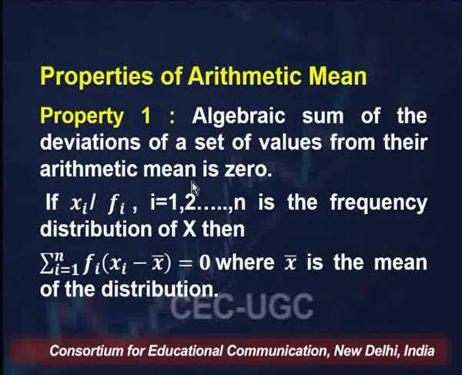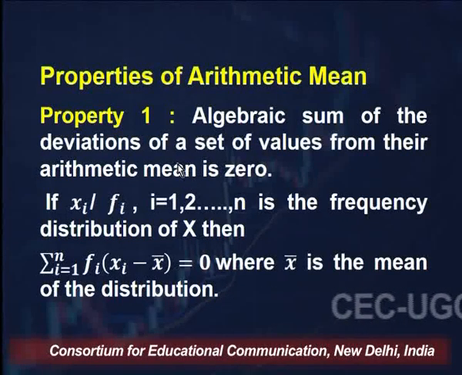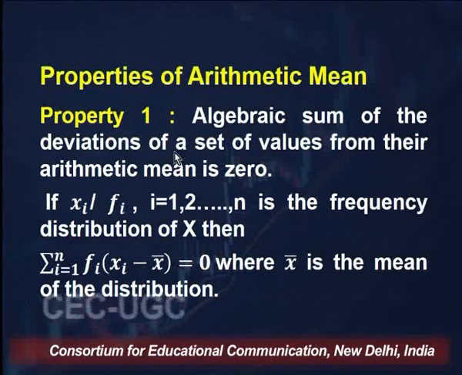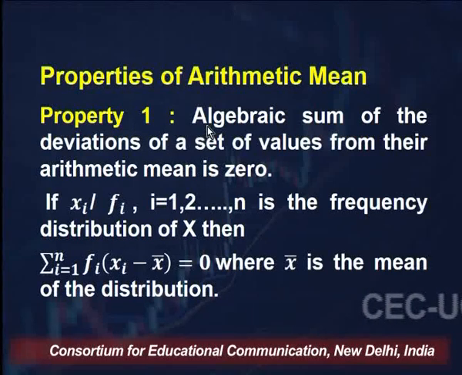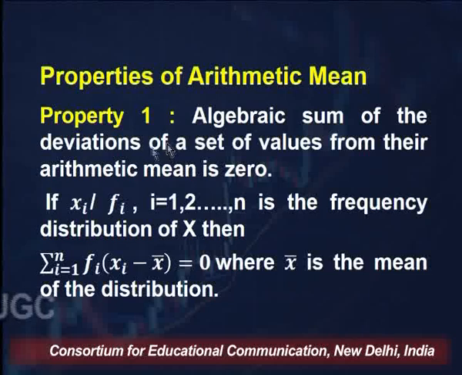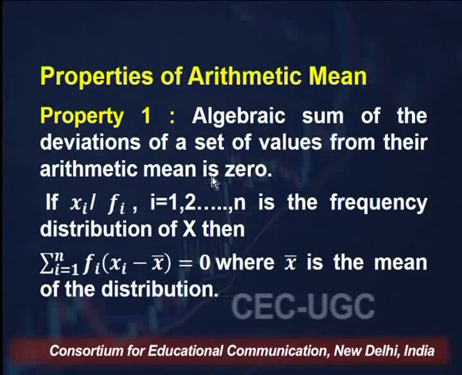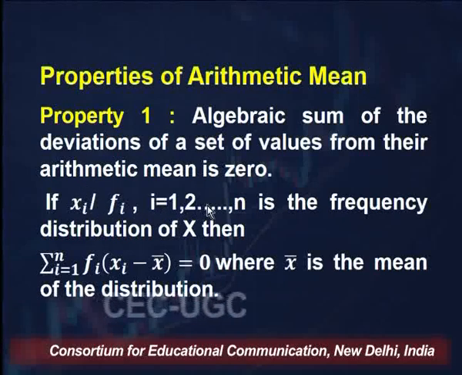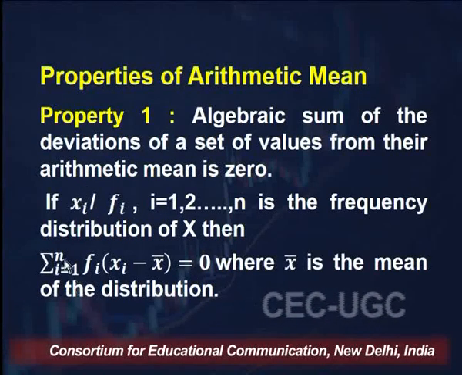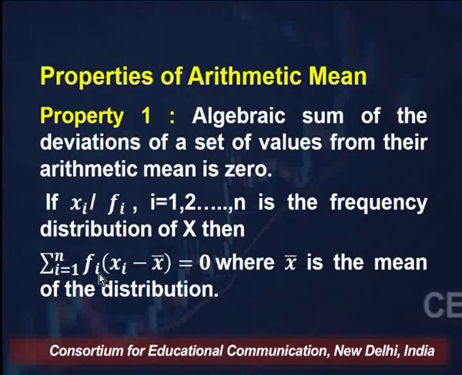So, now we will start with certain properties of arithmetic mean. Rather, I will discuss in particular 3 properties of arithmetic mean. So, let us talk about the first property. The first property is that the algebraic sum of the deviations of a set of values from their arithmetic mean is 0. That is, if I am given the frequency distribution as xi fi, i equal to 1 to n, then summation i equal to 1 to n fi into xi minus x bar is equal to 0.